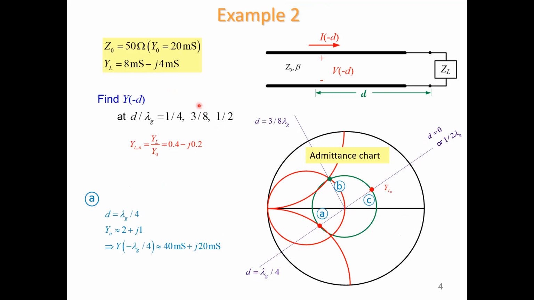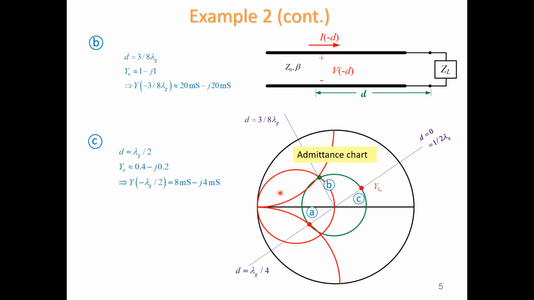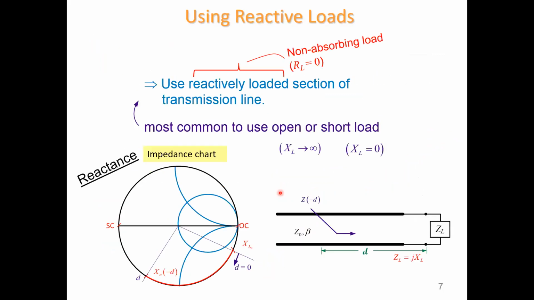Okay, and another example. 50 ohm. Admittance. Okay, I'm just skipping the admittance part. Use a relatively loaded section of transmission line. Non-absorbing load, that is RL is equal to 0. Most common to use open or short loop. You can use open or short loop. XL infinity, that is the open load. XL equals 0, that is the short loop.